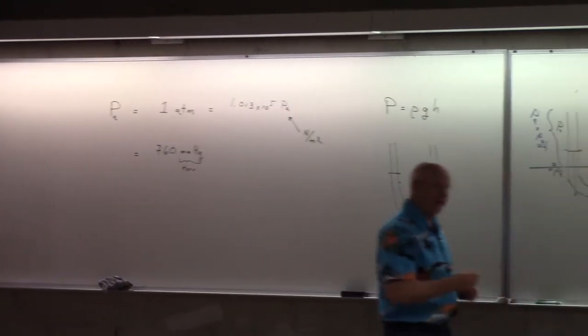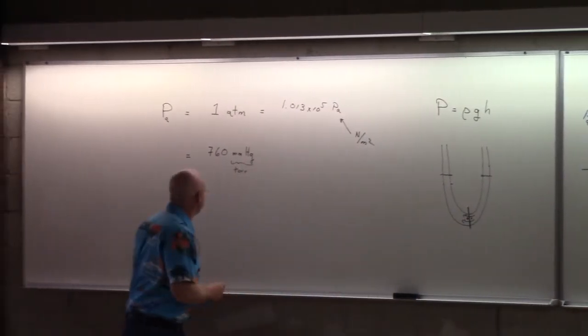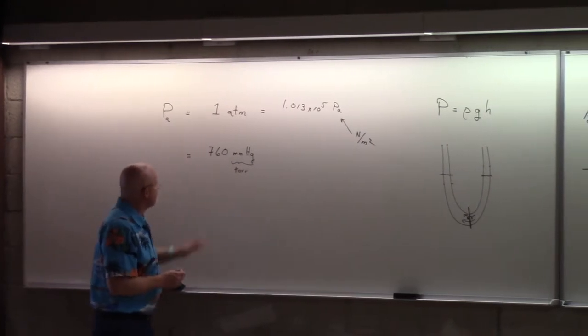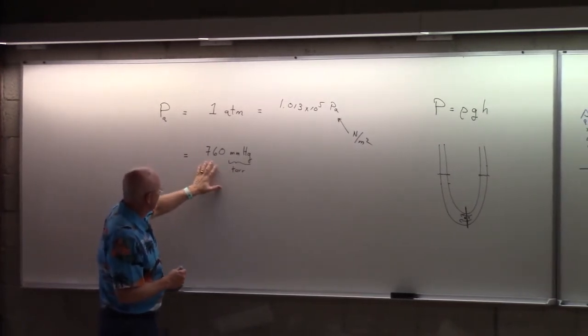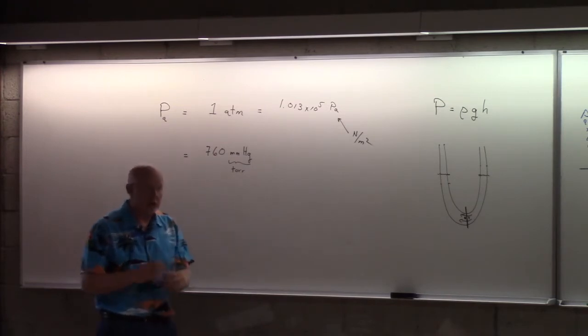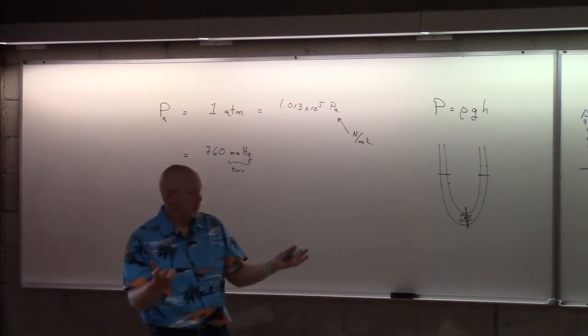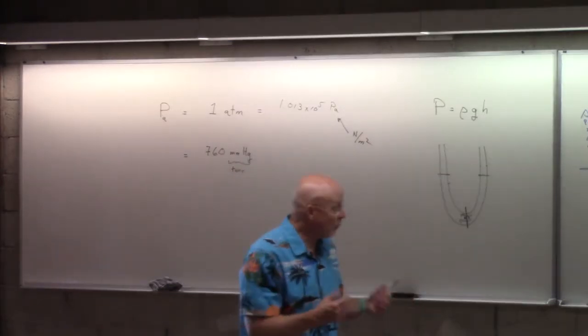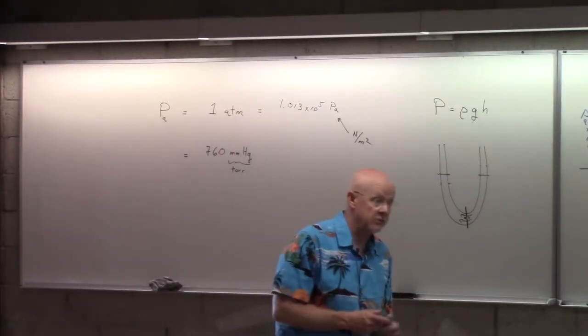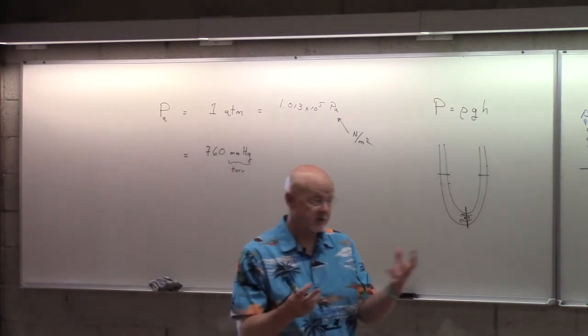And so apparently the atmospheric pressure is enough to lift, and this is a little more than 3/4 of a meter, so the atmospheric pressure could lift up mercury about 3/4 of a meter. It could lift water about 10 meters. And then water just has a different density.